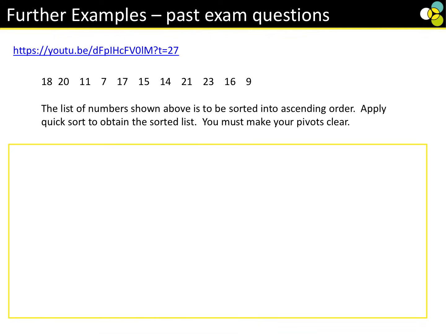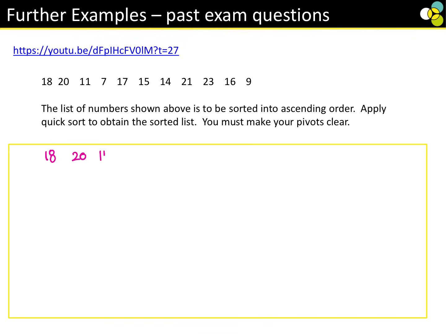Okay, so here is another example. The list of numbers shown above is to be sorted into ascending order. Apply quicksort to obtain the sorted list. You must make your pivots clear. Okay, this is a 5-mark question from an exam. So step 1, we're going to write the list out.